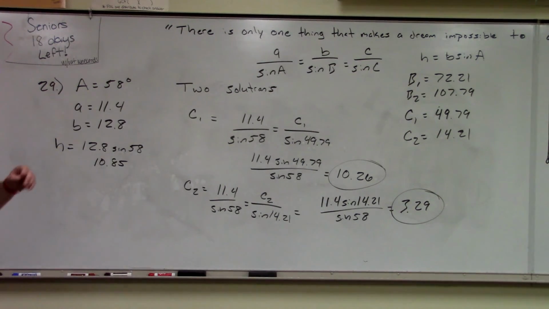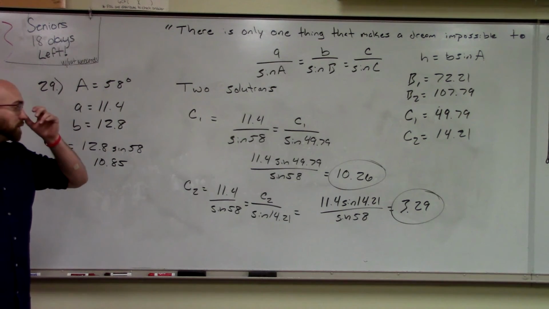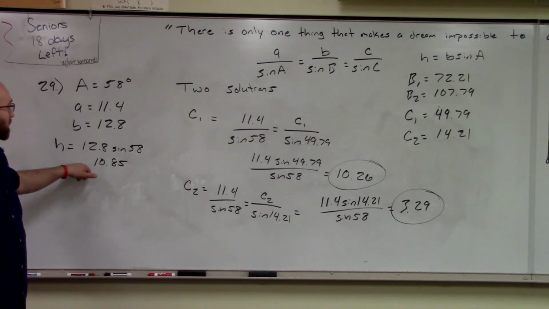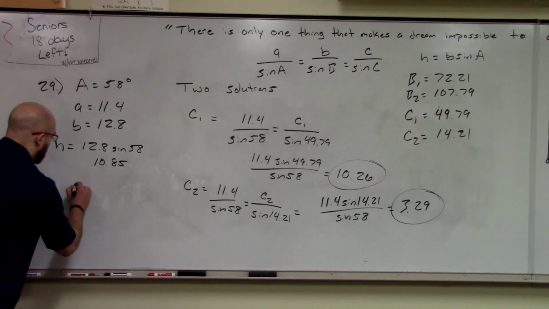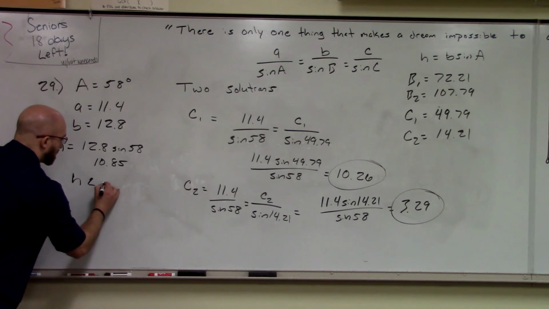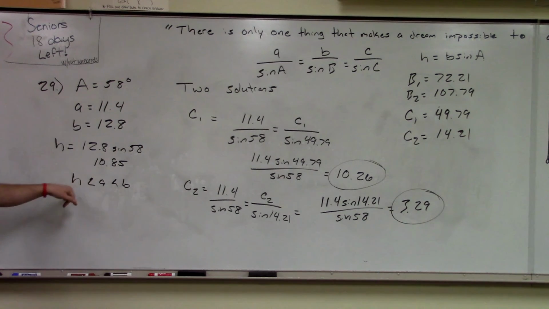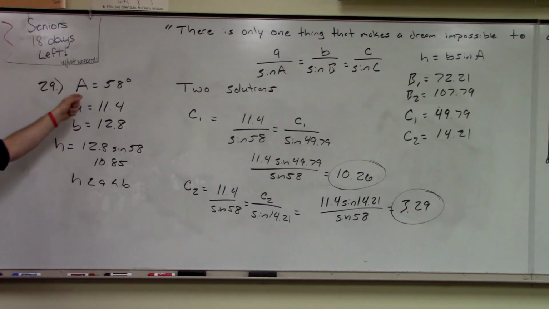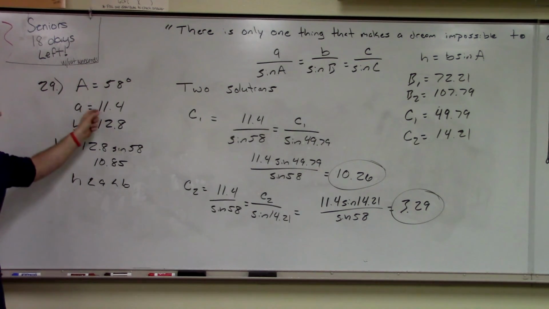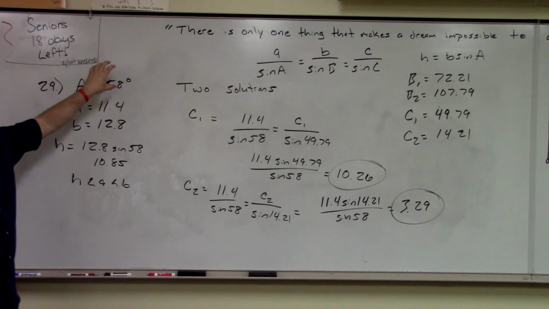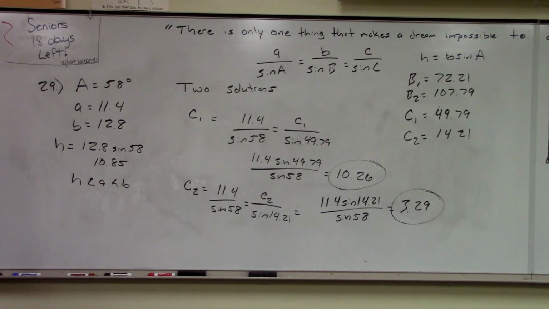Alright, so those are answers for little c1 and little c2. Again, I erased this stuff, but we have two solutions because we had to find this, because remember h less than a less than b means we have two solutions. 10.285 is less than 11.4, which is less than 12.8, when capital A is acute. So there's an example of finding two solutions.